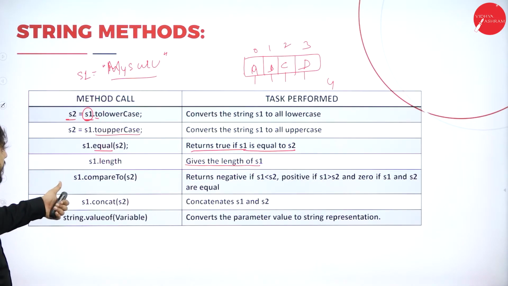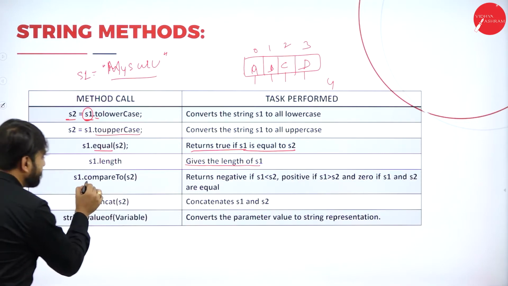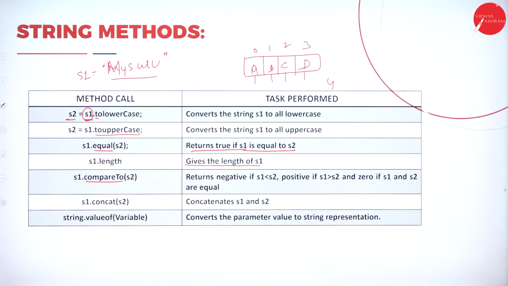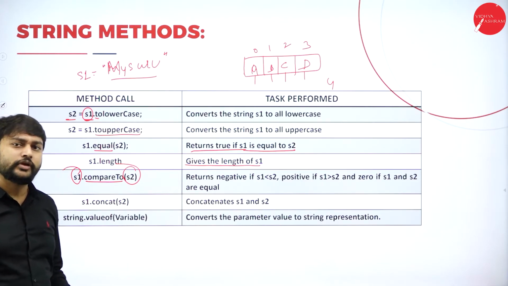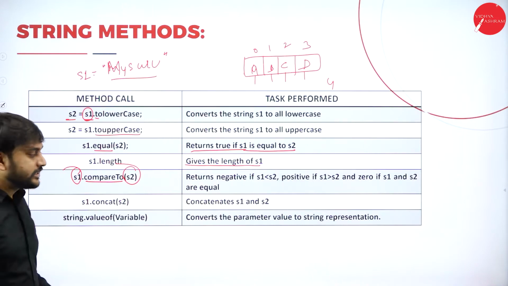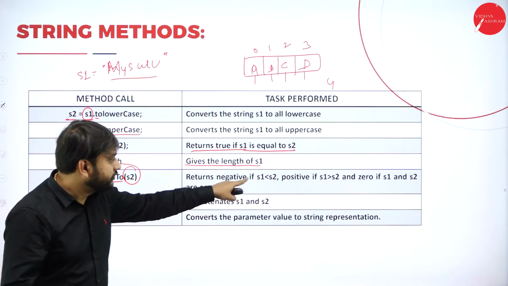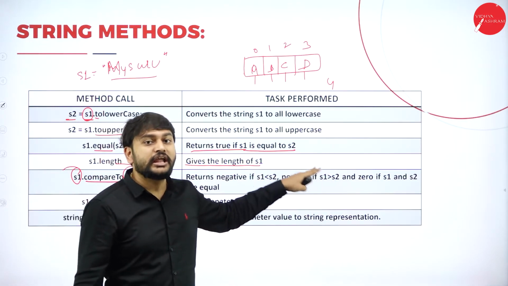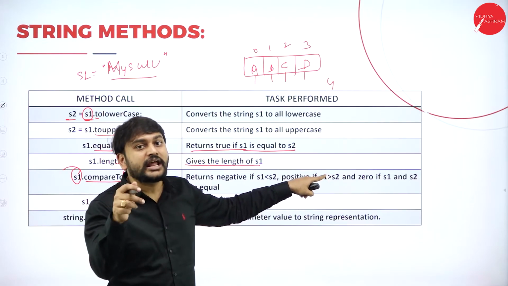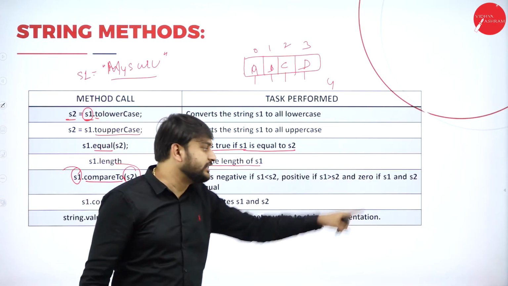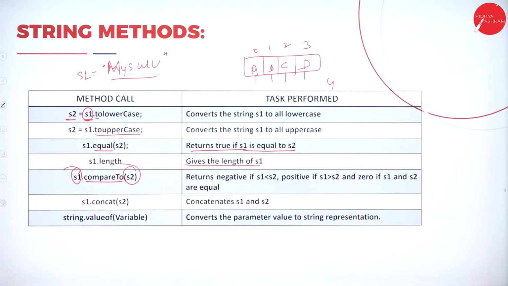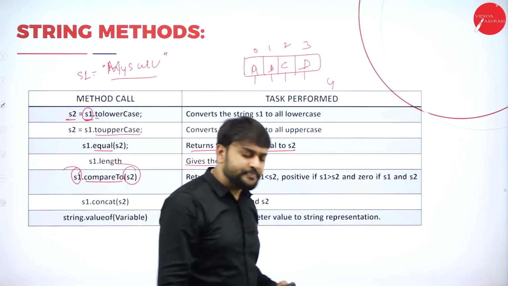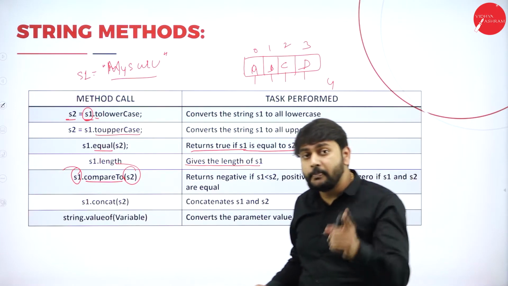All right. So fine. And then we have compareTo. Please understand, what exactly are we doing? S1.compareTo(S2). I'm comparing string 1 with string 2. What is the output that we'll get? Please understand, it returns negative if S1 is less than S2, it returns positive if S1 is greater than S2, and it returns 0 if S1 and S2 are equal. Sir, what is this greater than, lesser than? We are not understanding. It compares the ASCII value.